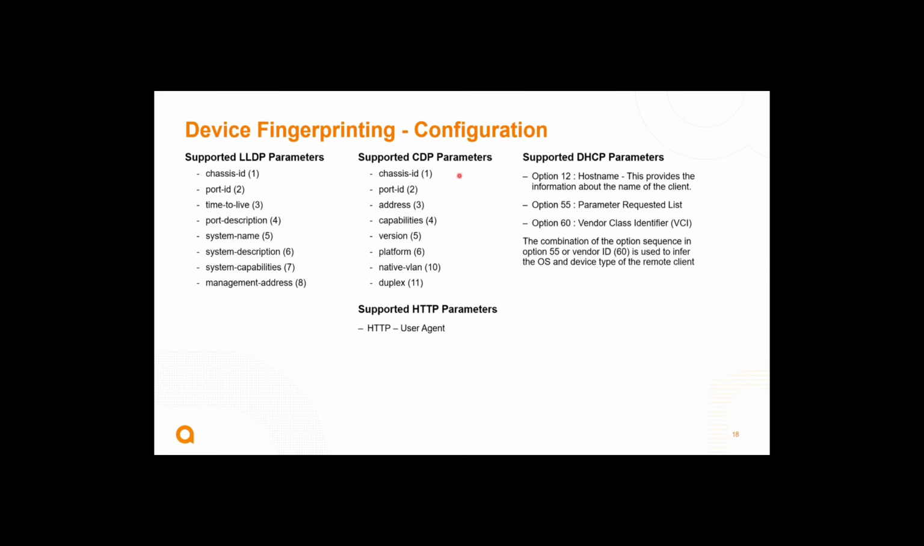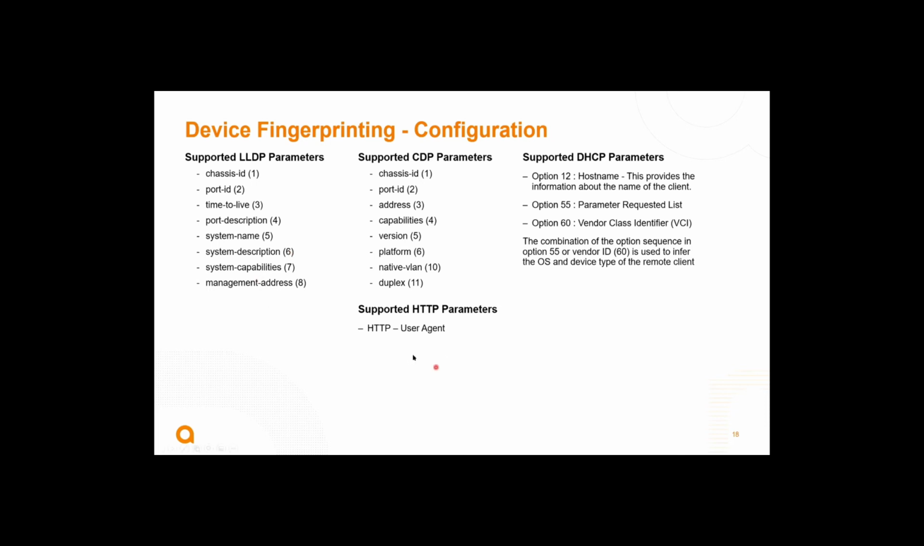For DHCP parameters, option 12 is the host name. That's the one we're currently putting in for Central 254. And so that'll provide host name information from the client. We can also do option 55, which is parameter request list, and then option 60, which is the vendor class identifier. So the combination of the option sequence in 55 or 60 is used to infer the OS and device type of the remote client.